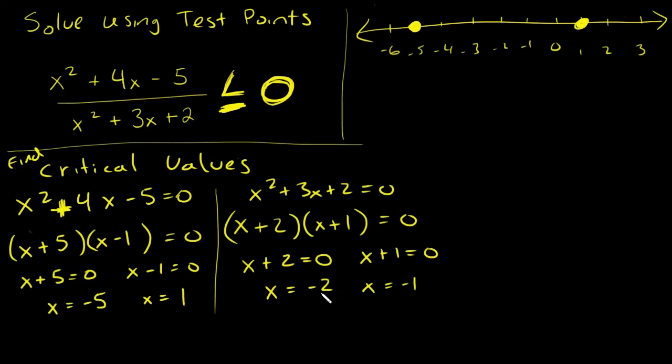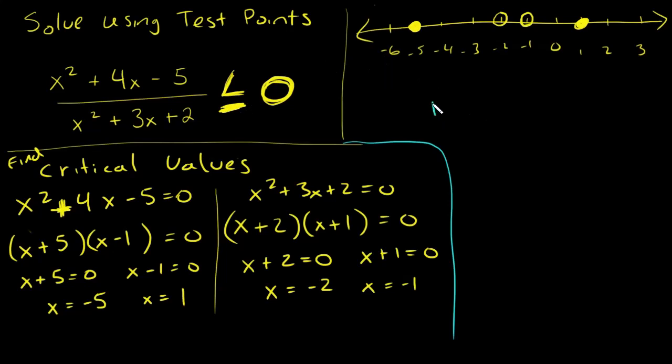Now, when x equals -2, the denominator will be 0, and that's an undefined answer, so there will be an open circle at -2 and an open circle at -1. Now I need to use test points to find where this fraction is less than or equal to 0.